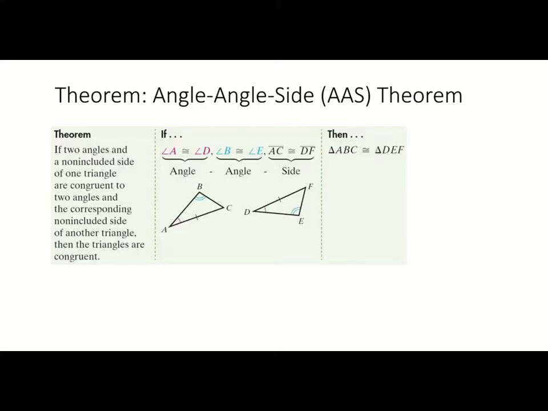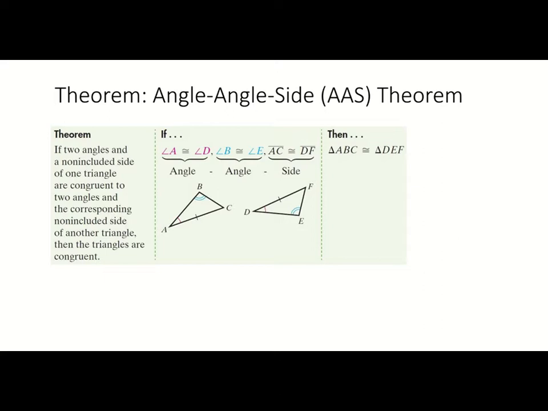All right, so our next theorem that we're going to use to prove triangles congruent is the angle-angle-side theorem. And this theorem says that if we have two angles and a non-included side of one triangle that are congruent to two angles and the corresponding non-included side of another triangle, then the triangles are congruent.